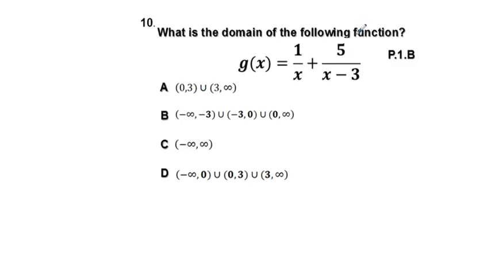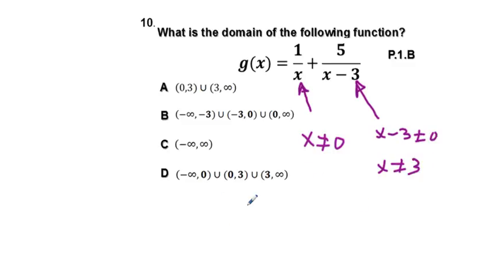10. What is the domain of the following function? Well, we cannot divide by 0, so x cannot be 0. We have x minus 3 cannot be 0, so x cannot equal 3. So if we have this on the number line, we have 0 and 3. We have open points there at 0 and 3, less than 0, between 0 and 3, and greater than 3. All right, what is that going to be? That's going to be answer D.